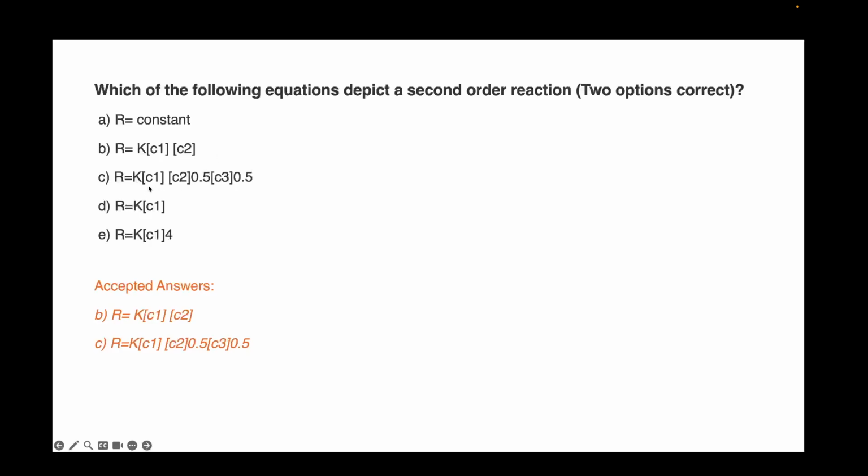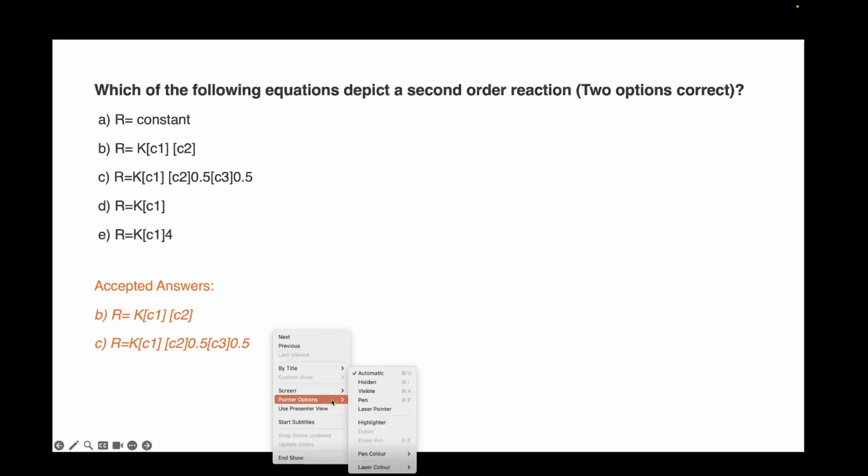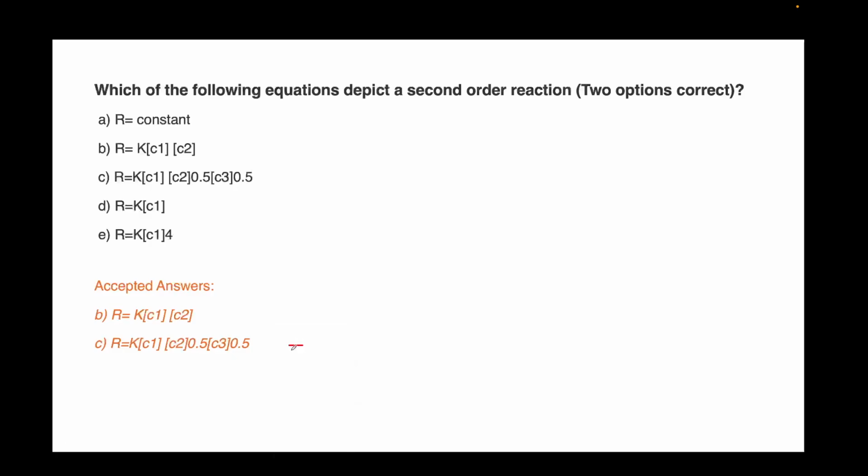The second one, if you see, it's C1, C2 to the power 0.5 and C3 to the power 0.5. This will basically be equal to C1 and your C2 plus C3, and the entire power will be 0.5. So here also basically only two components are there, so this will also be a part of a second order reaction. So both options B and C are correct.